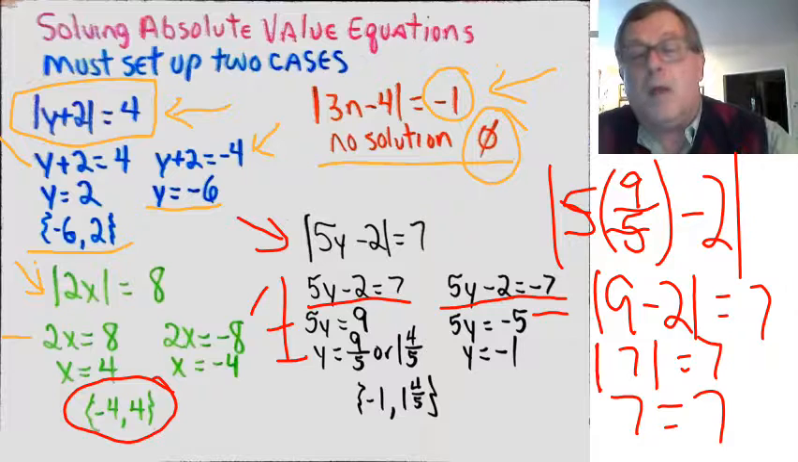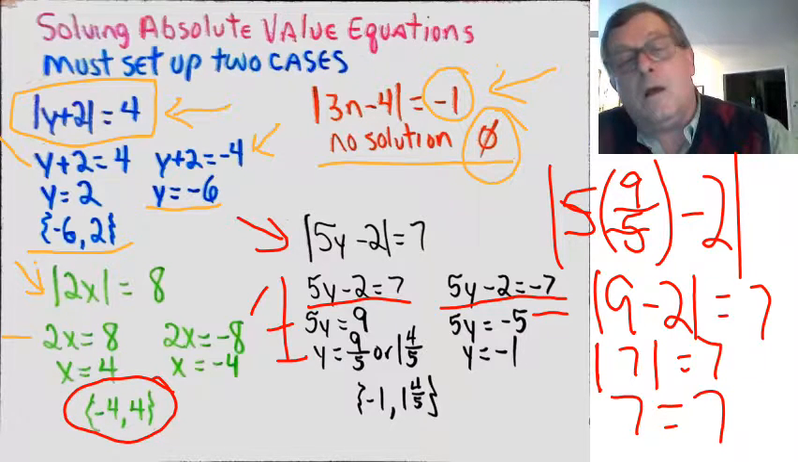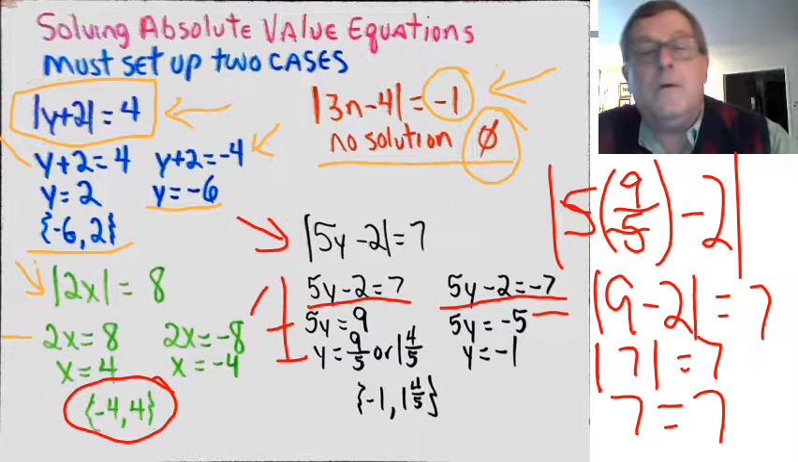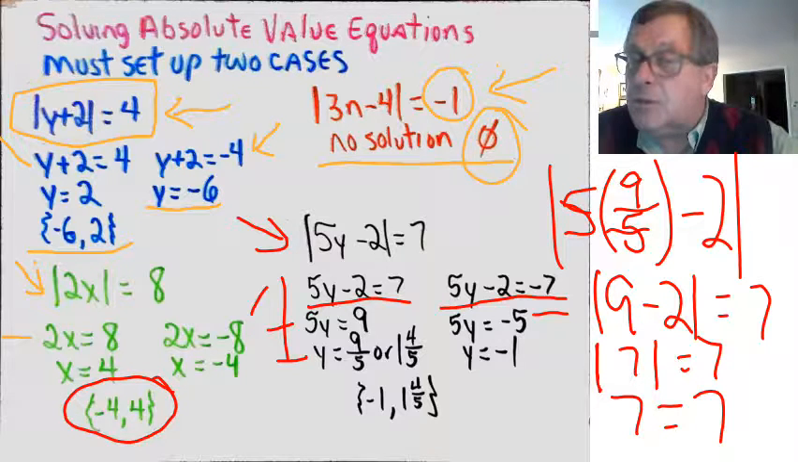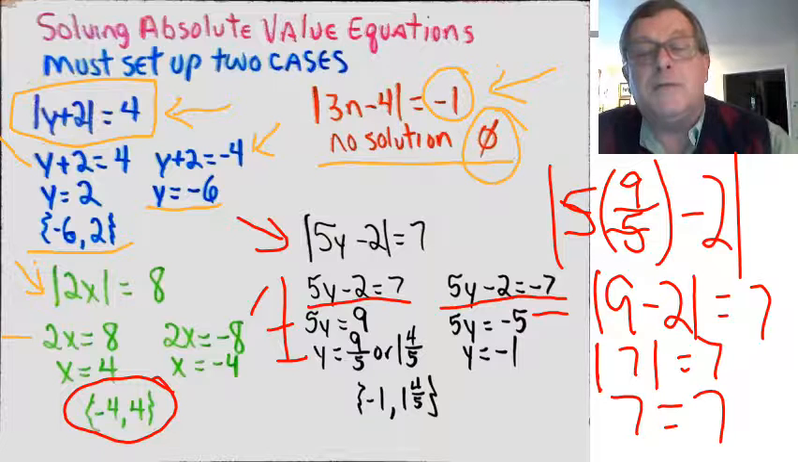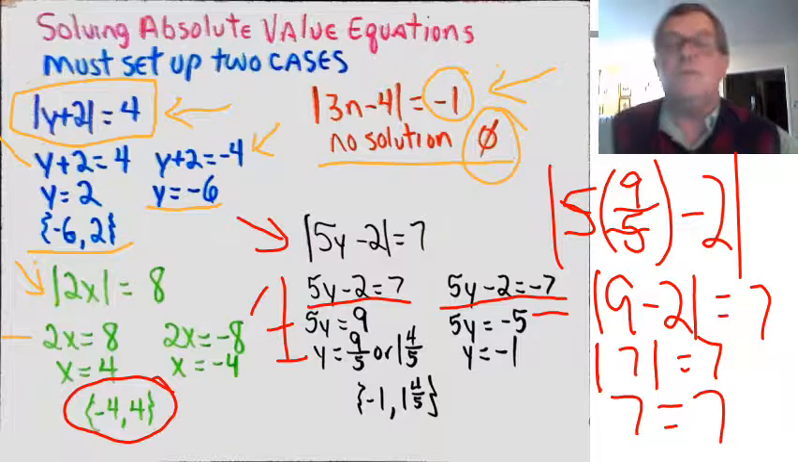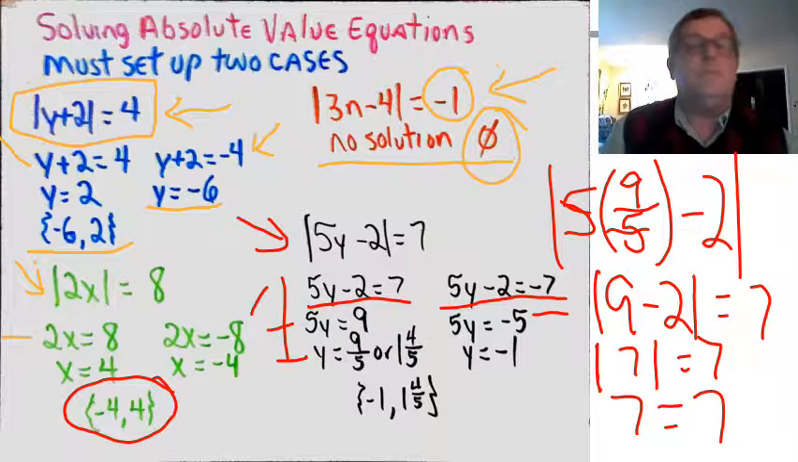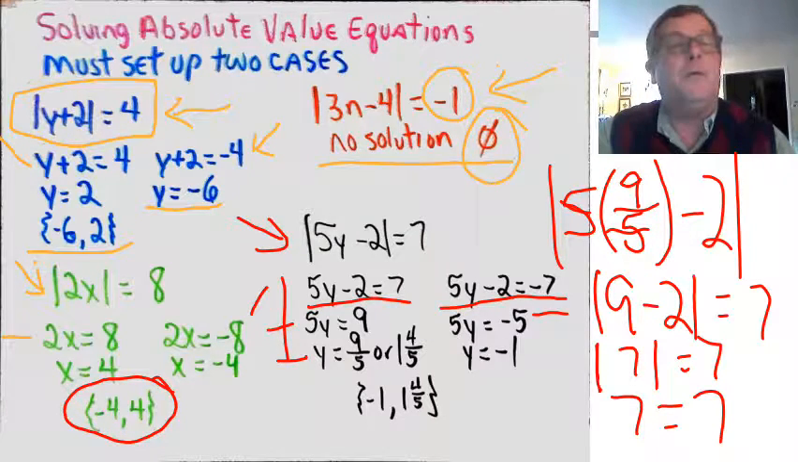Now, on my other one, minus 1, we can probably do that without writing it. Well, 5 times minus 1 is minus 5, and minus 5 minus 2 equals minus 7. But this is the absolute value of minus 7, and the absolute value of minus 7 is 7, and 7 equals 7. So there you go. That's a look at solving absolute value equations.